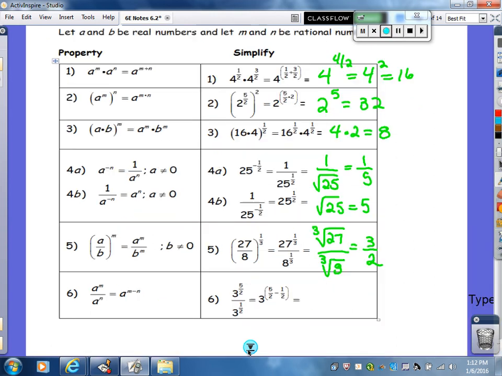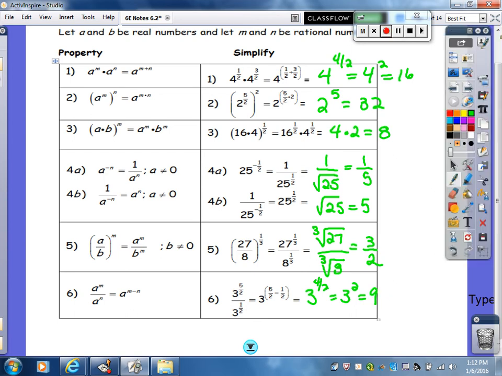And then final property, if we're dividing with the same bases, we can subtract the exponents. We've got to have the same base to be able to do this though. So we keep the base, subtract 5/2 minus 1/2 is 4/2, which is 3 squared, which is 9. Alright, so like I said, to do well in this unit you need to know these properties backwards and forwards. Know these properties well.